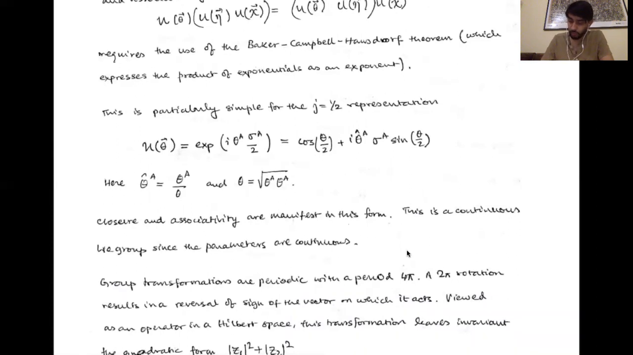Notice something very important. These group transformations are periodic, but with a period of 4 pi. Okay, so this should start to ring bells. A 2 pi rotation actually results in the reversal of the sign of a vector on which it acts. Now, this has very interesting consequences for physics and the real world.